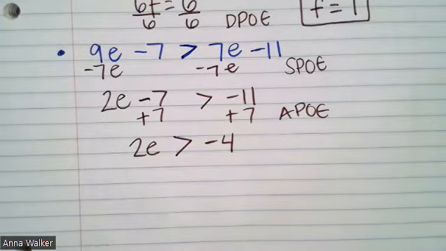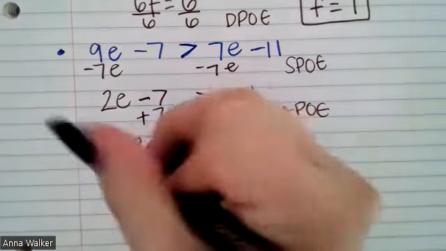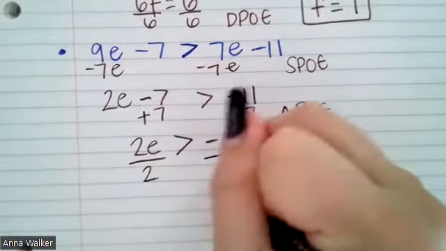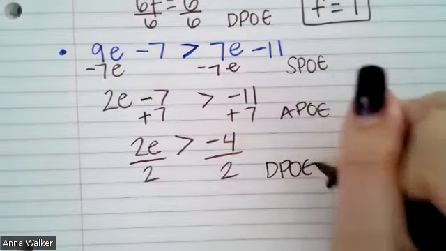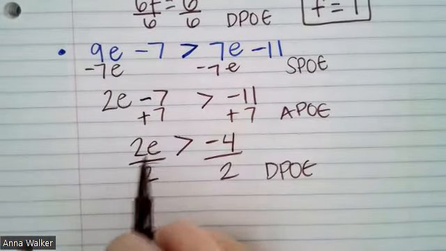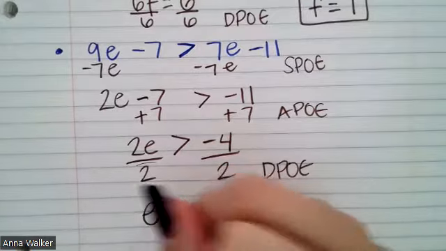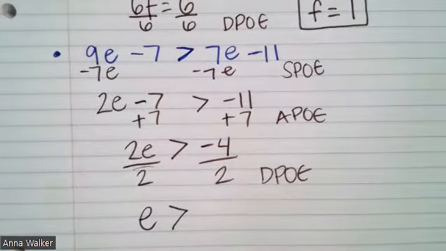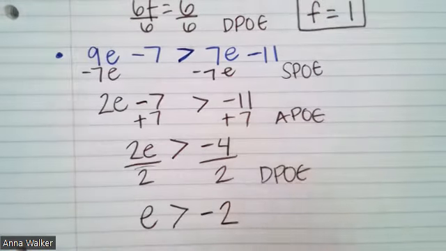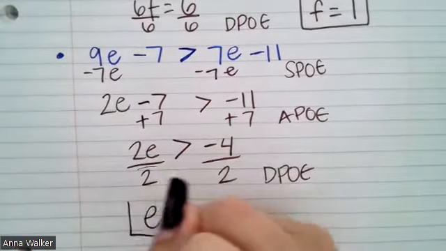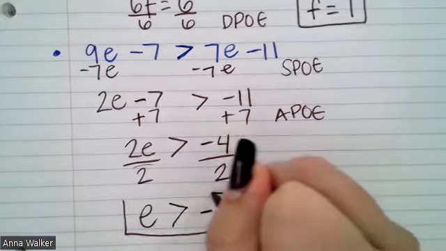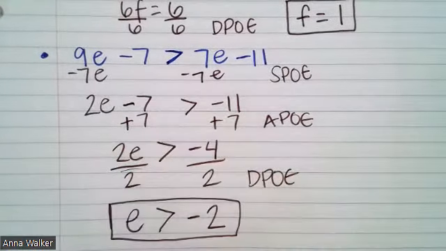So in order to figure out the solution set for e, or all the values of e that make this statement true, I'm going to use the division property of equality, since there's multiplication going on over here with 2e. And I'm left with e is greater than negative 4 divided by 2, which is negative 2. So e can be any number. It just has to be greater than negative 2. So it could be negative 1, 0, 1, 2, 3, 3.7, 4.2, etc.